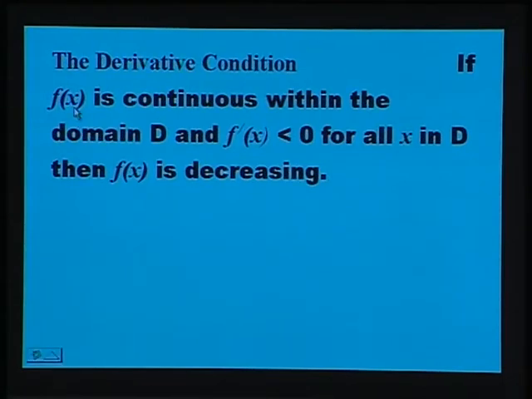That is, if fx is continuous in a domain D and the derivative of fx is negative for all x in that domain, then fx will be said to be decreasing in the domain D. Consider the function fx equal to x squared.